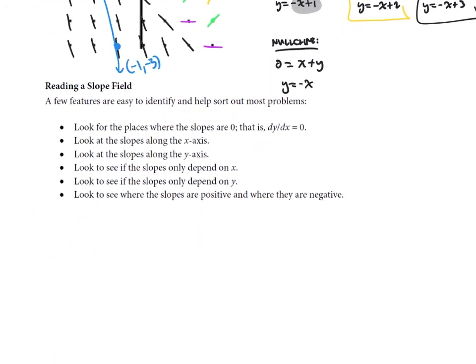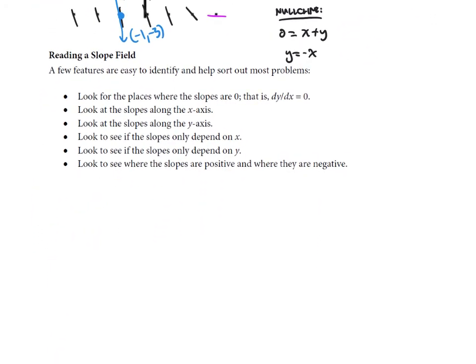Okay, so reading a slope field, a few features are easy to identify and help sort out some problems. Look for places where the slopes are 0. That's a nullcline. So this is a nullcline. Look at slopes along the x-axis. Let me change my colors back here. This would be where y equals 0. Or along the y-axis, this would be where x equals 0.